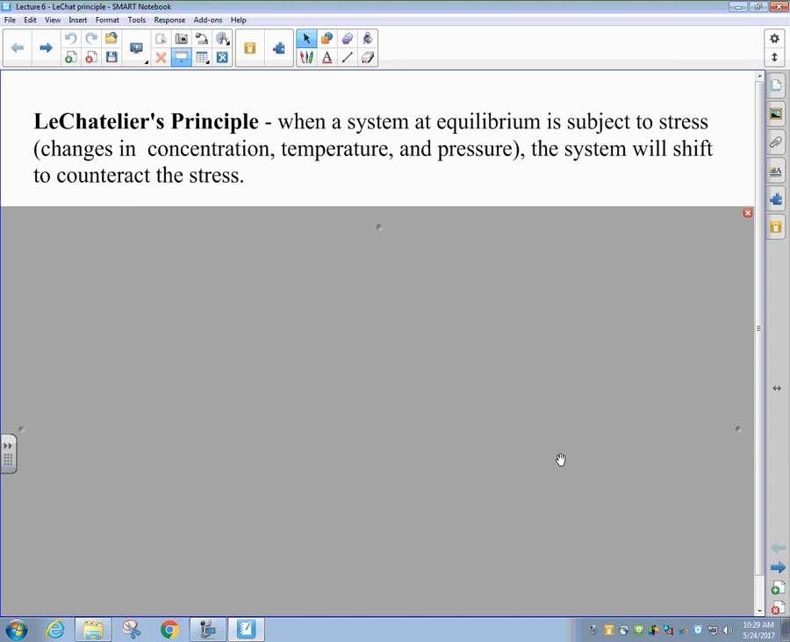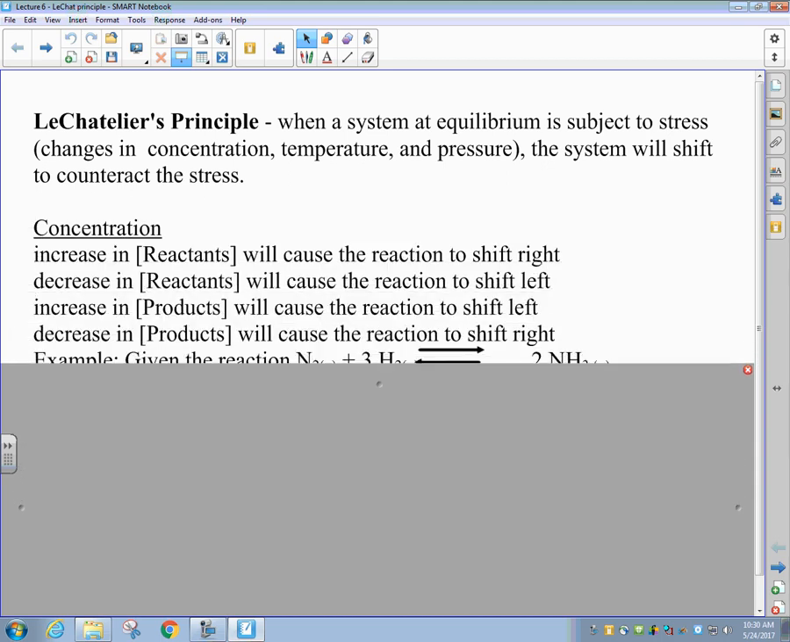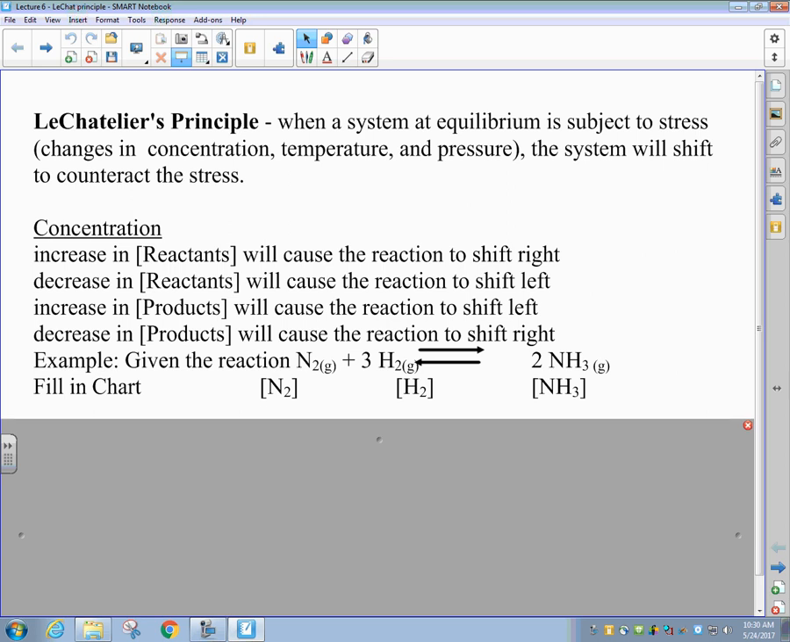There are three ways to stress an equilibrium, or change the concentrations of reactants and products in an equilibrium. You can first off change one of the reactant or product concentrations. You can change the temperature, and you can finally change the pressure. And the system will shift to counteract that stress. The first change that we're going to look at is a change in concentration.